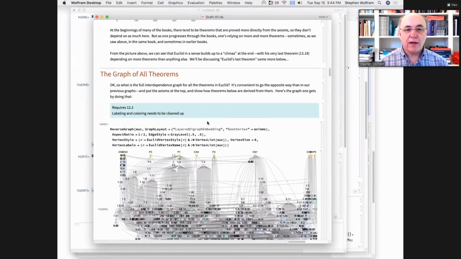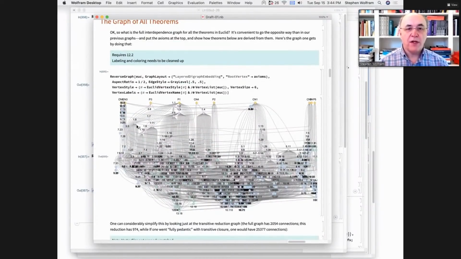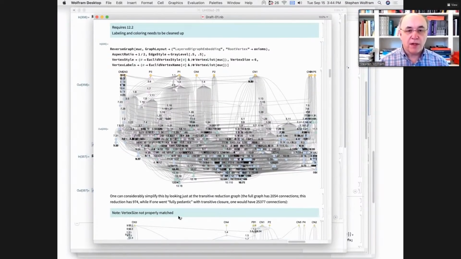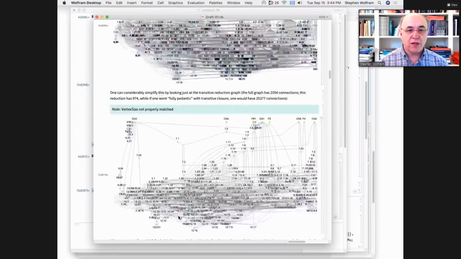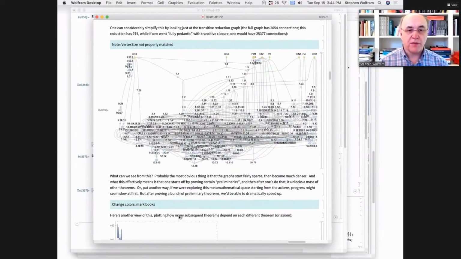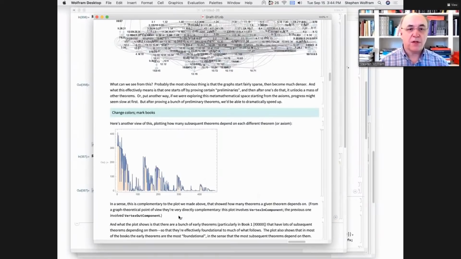And we can make this kind of messy graph that shows all the theorems in layers, starting with the axioms and ending with that five Platonic solids theorem. But anyway, we can do all of this stuff for Euclid, and we can go and look at other properties of Euclid, et cetera.